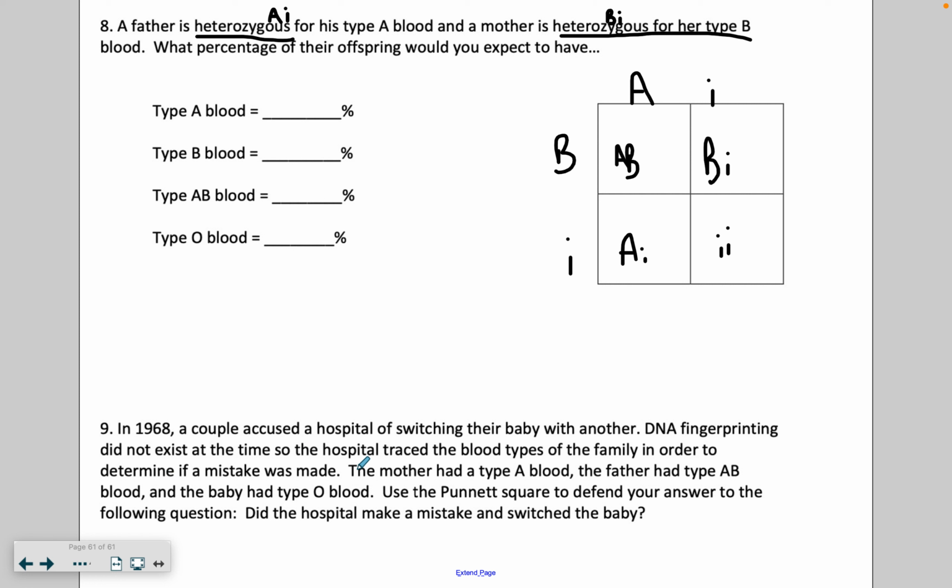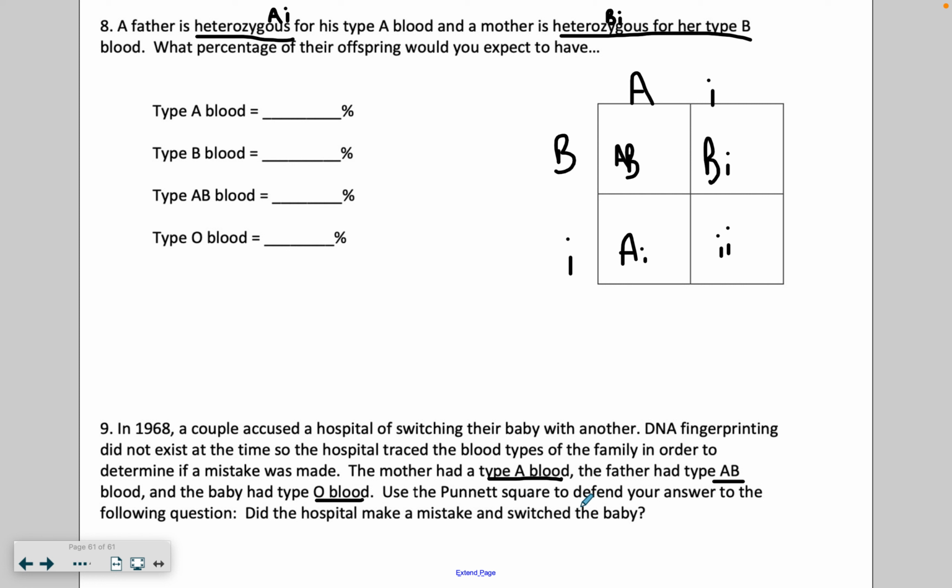The bottom one is another hospital switcheroo. Did the hospital make a mistake? So it says in 1968, a couple accused a hospital of switching their baby with another. DNA fingerprinting did not exist at the time, so the hospital traced the blood types of the family in order to determine if a mistake was made. The mother had type A blood. Okay, so think about the genotypes for type A. The father had type AB blood, and the baby had type O blood.